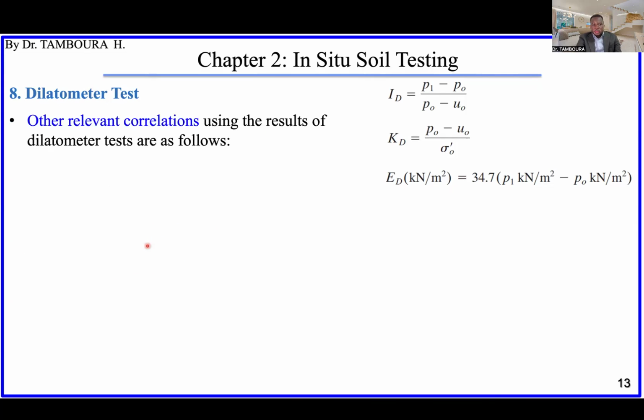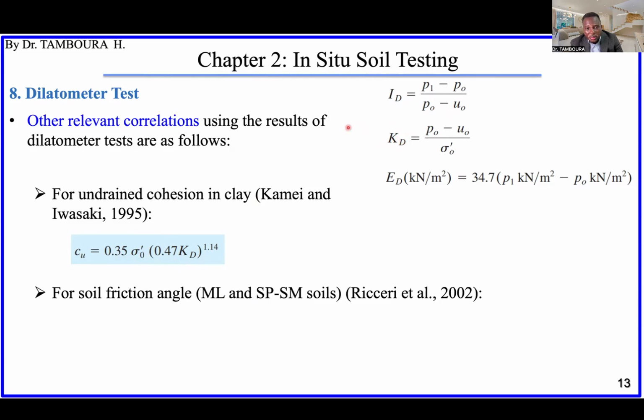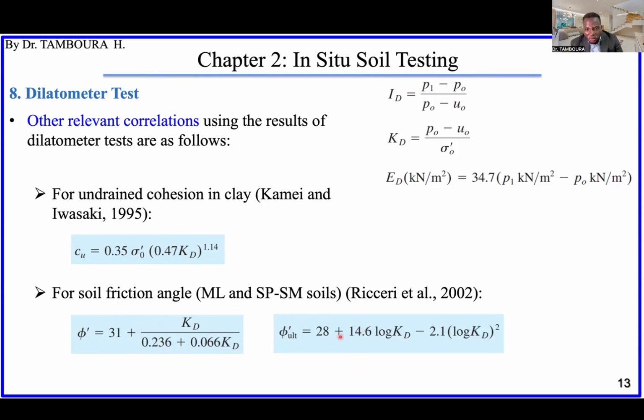And next, we have our other relevant correlations, like this reference gave us this correlation. The undrained shear strength can be obtained using this formula, but still using the KD. And also the soil frictional angle, this reference said we can obtain it using this formula or this equation. Or the peak one can be obtained from this. But you can see all of them are using this KD.